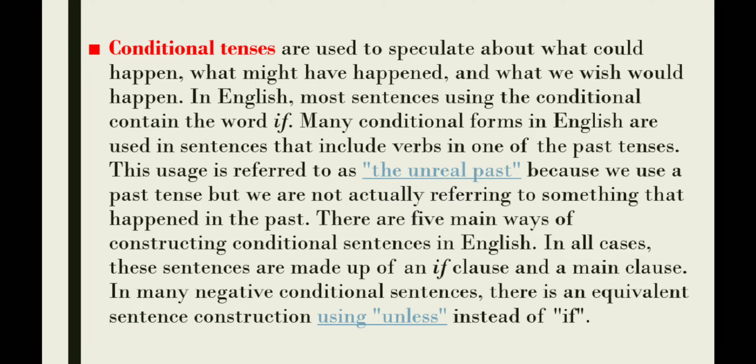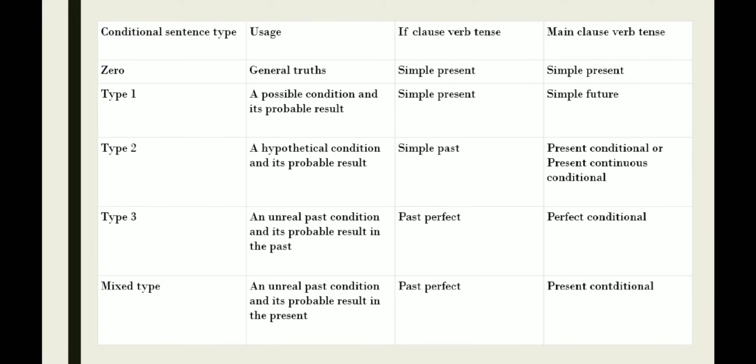Conditional tenses are used to speculate about what could happen, what might have happened, and what we wish would happen. There are 5 main ways of constructing conditional sentences in English. In all cases, these sentences are made up of an if clause and a main clause. In many negative sentences, instead of if, we can use unless. First, here you can see the structure of all conditional sentences.